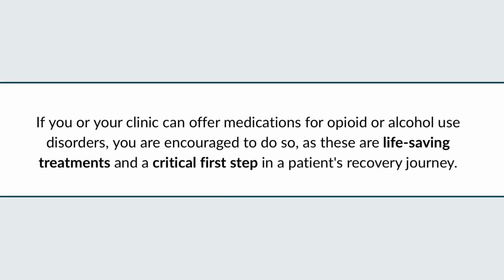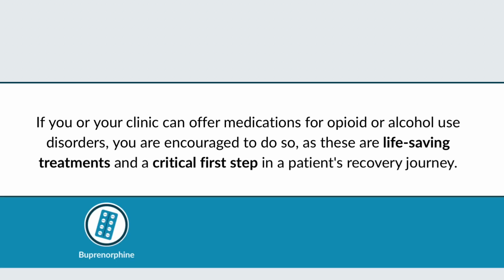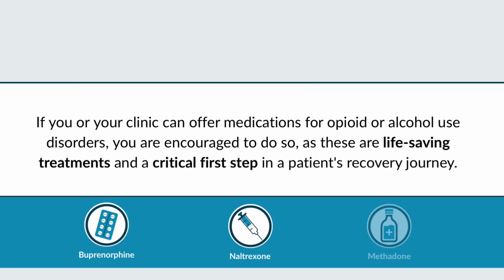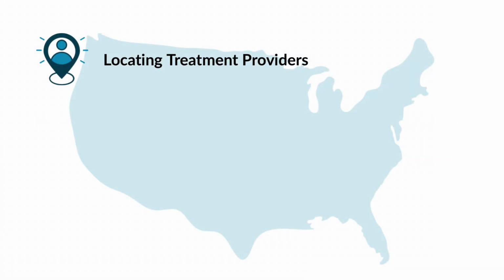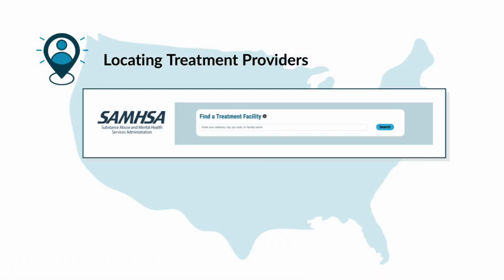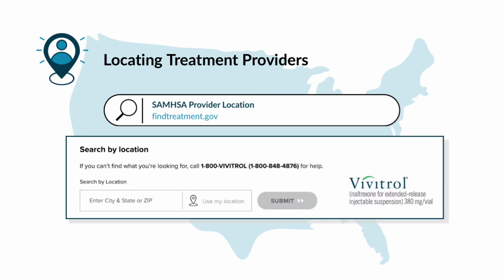If you or your clinic can offer medications for opioid use disorder or alcohol use disorder, such as buprenorphine, naltrexone, or methadone, we strongly encourage that you do so. These are life-saving treatments and are often a critical first step in a patient's recovery journey. Helpful tools to locate treatment providers include SAMHSA's Provider Locator and the Vivitrol Provider Locator.